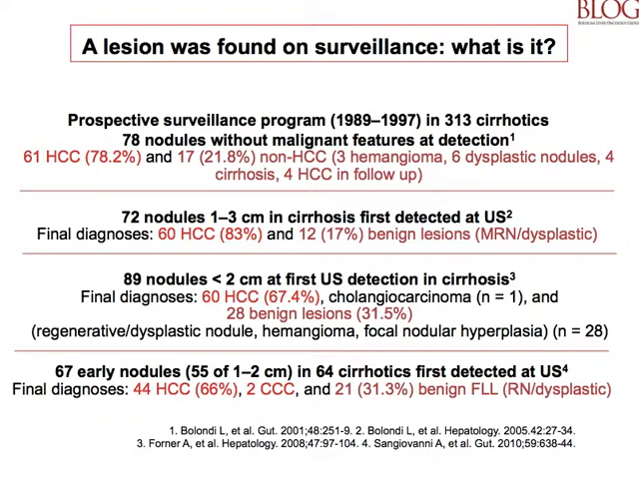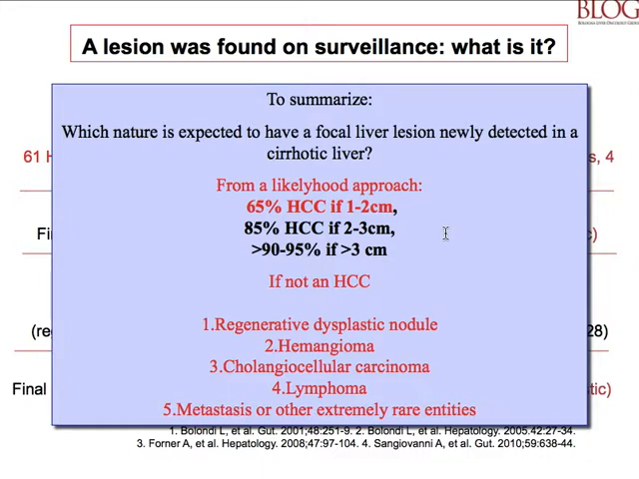When we see a lesion, what is it in patients at high risk of hepatocellular carcinoma? There are several studies, but to summarize, obviously, the most likely diagnosis is hepatocellular carcinoma, which represents 65 to 80% of newly detected lesions. But if not a hepatocellular carcinoma, about 50% are still hepatocellular lesions, regenerative nodules with or without dysplasia, whereas the remaining 4 to 5% are represented by hemangiomas, cholangiocellular carcinoma, which is about 2% of all new lesions, and more rarely lymphoma or metastasis or other extremely rare entities.